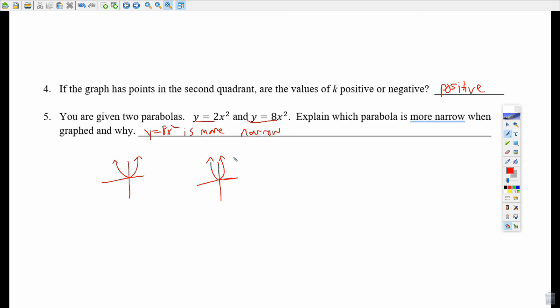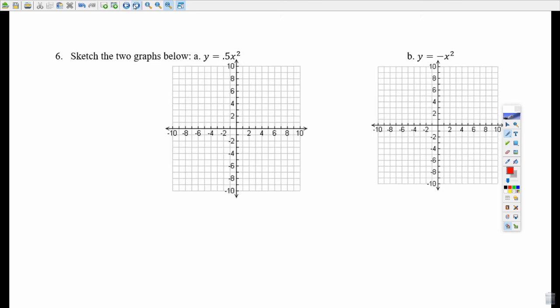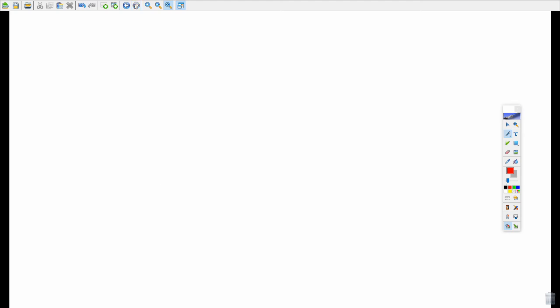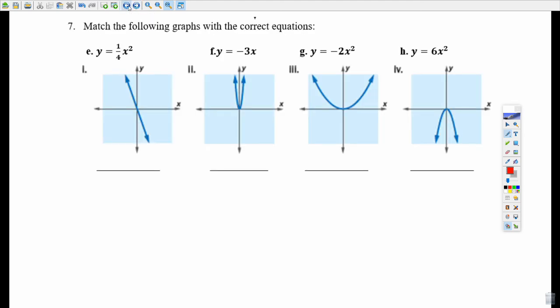Hopefully you can see why it would be more narrow. It's increasing way faster because that 8 is being multiplied by x squared, so the 8 makes a pretty big difference. The 8 just makes it rise a lot faster. And you can write that in there as well. I think the rest of the huddle is okay for you to finish, and you can just use the websites to graph them. So that is all for 1 or 2.5.